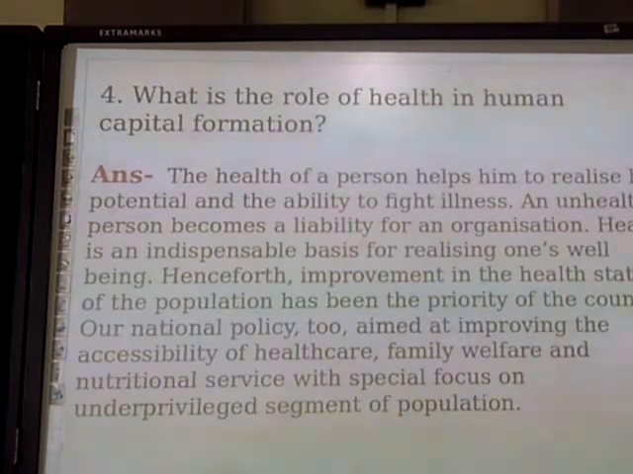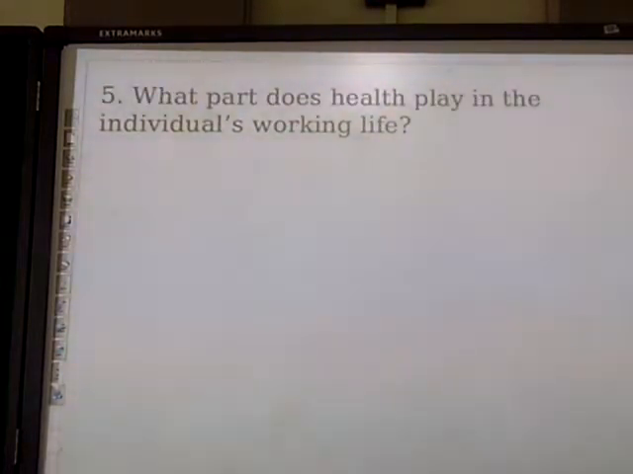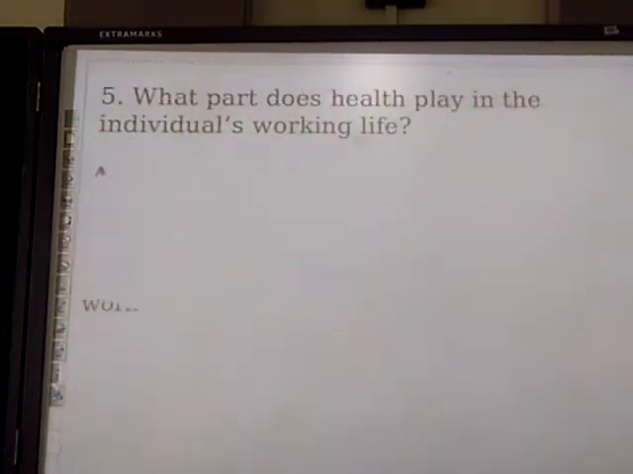Next, moving to question number 5. What part does health play in individuals' working life? So again the question is the same but asked in a different way. I am asking you, what is the role of health in individuals' working life?